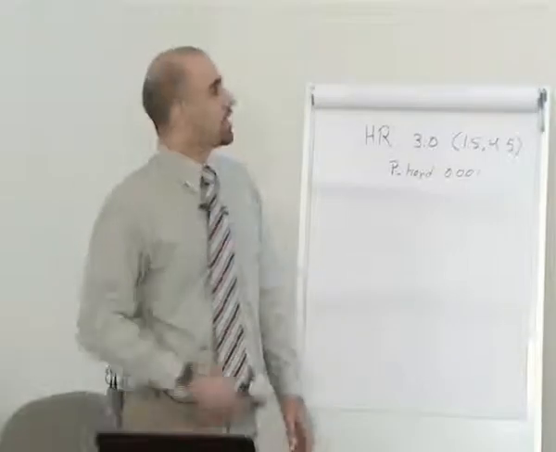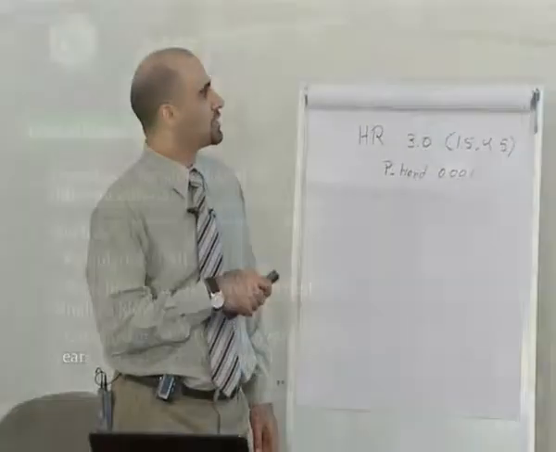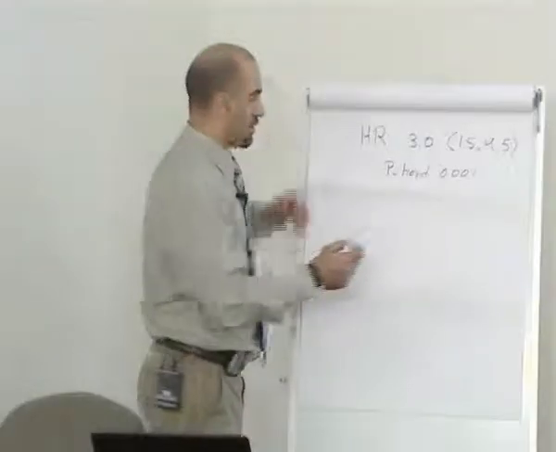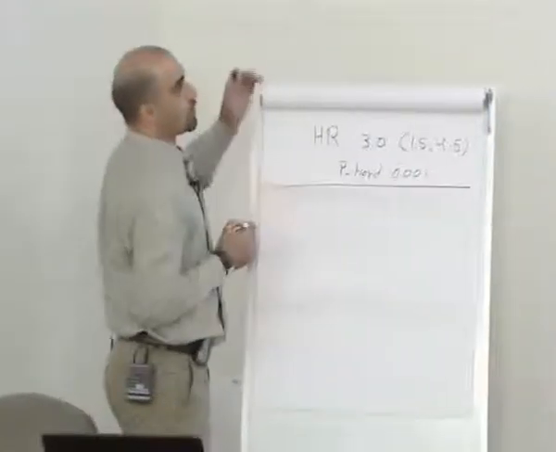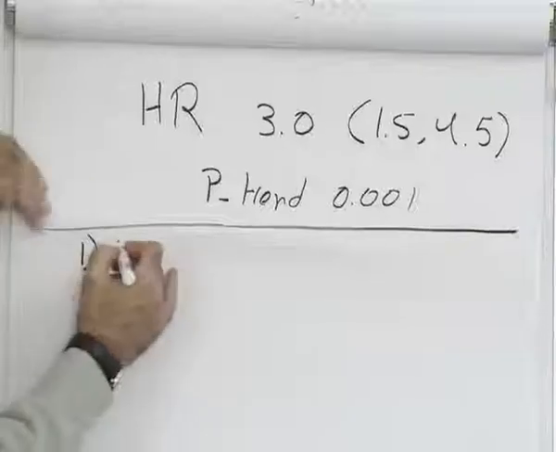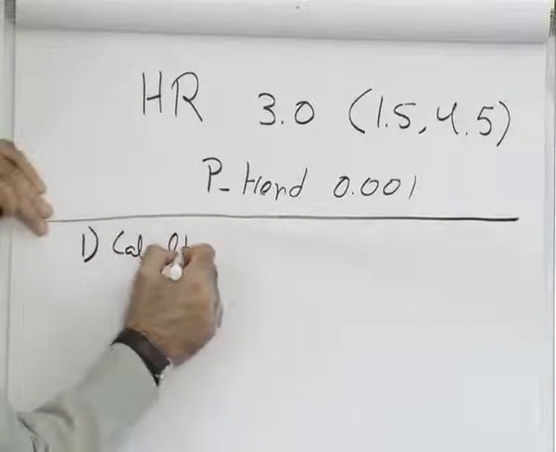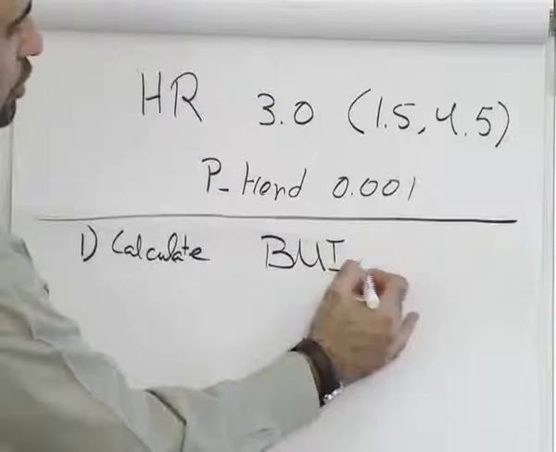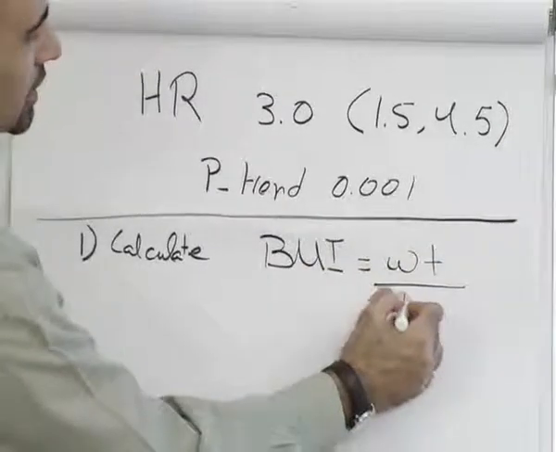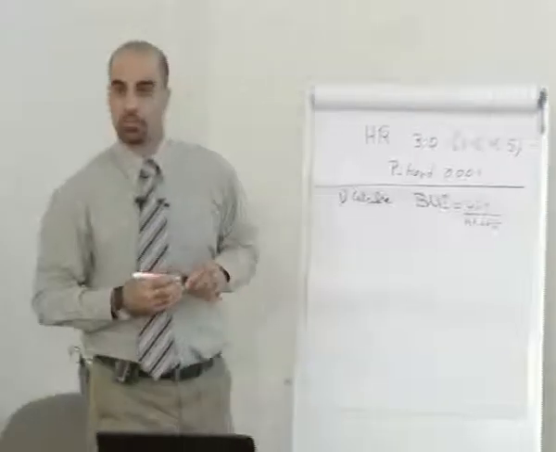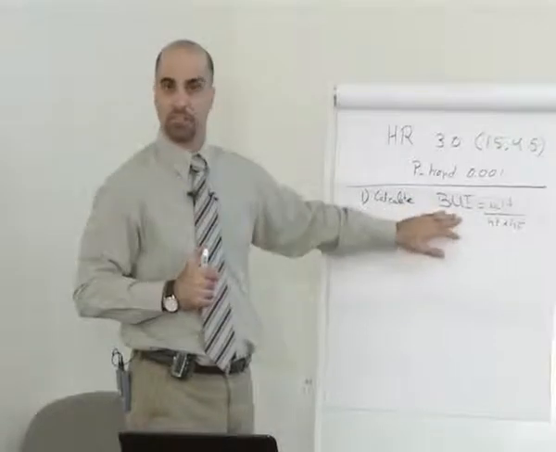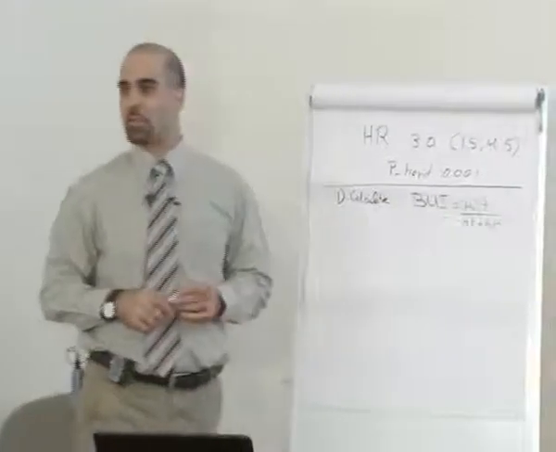Now, data management, as I briefly told you, is to create new variables based on different criteria. Basically, we have 3 scenarios in data management. One scenario is when you want to calculate. What does it mean? I want to calculate, for example, the body mass index, which is equal to weight divided by height times height, or height squared. So here, I want to manage my data. I want to create a new variable, body mass index, based on two variables, weight and height.